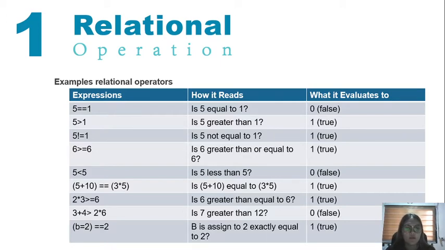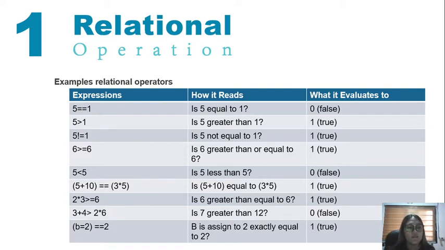So 5 is equal to 5. 5 plus 10 is equal to 3 times 5. That would be true, because 5 plus 10 would be 15 and 3 times 5 will be 15 also. So 15 is equal to 15 is true. Okay, so 2 times 3 is greater than or equal to 6. That would be true because 2 times 3 is 6 and 6 is greater than or equal to 6.